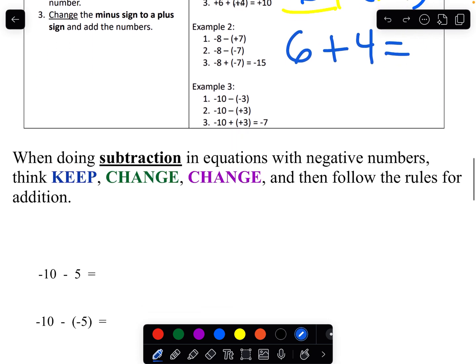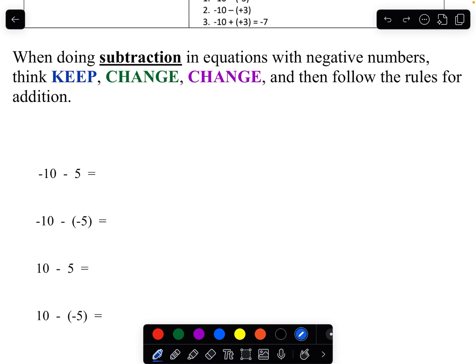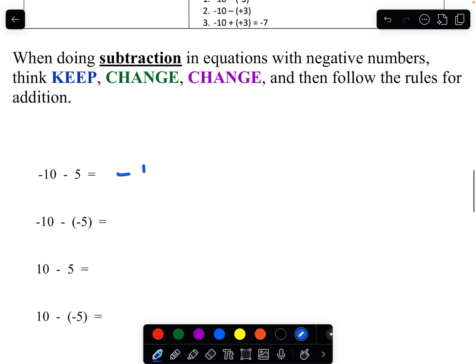Let's get into a few more examples by applying the keep, change, change principle here. So here I have negative 10 minus 5. I'm going to rewrite it so that it's larger. I'm going to do keep, change, change. So I'm going to keep negative 10 as negative 10. And then I'm going to change the minus sign to an addition sign.